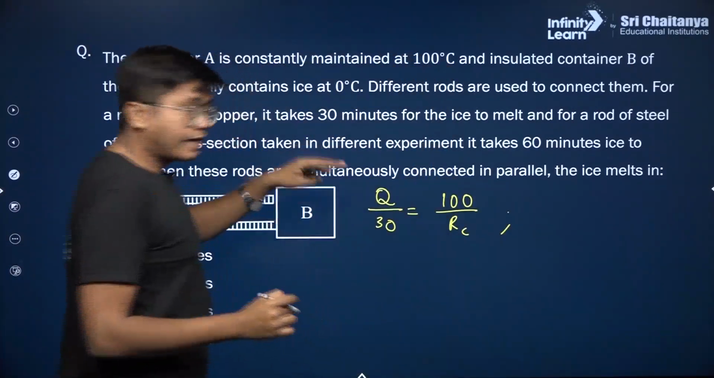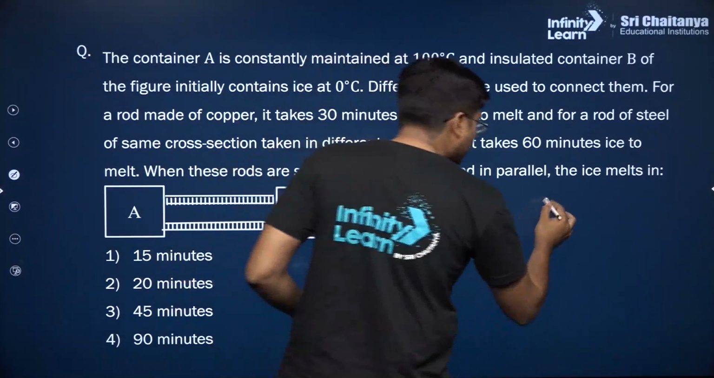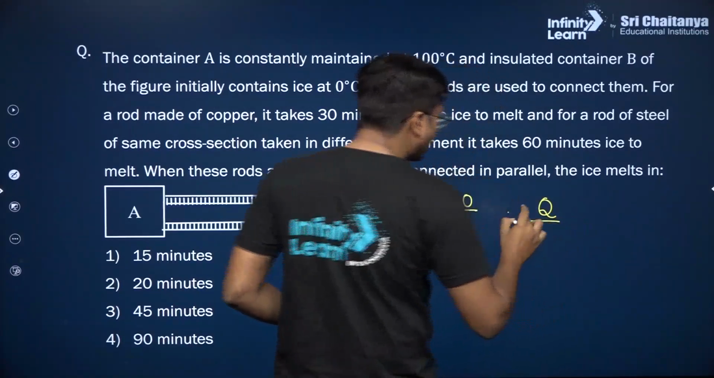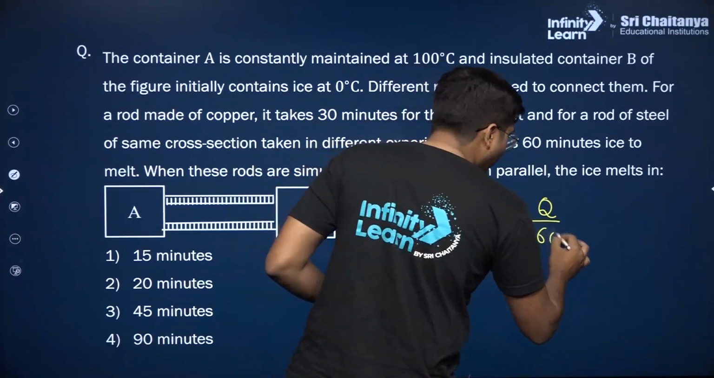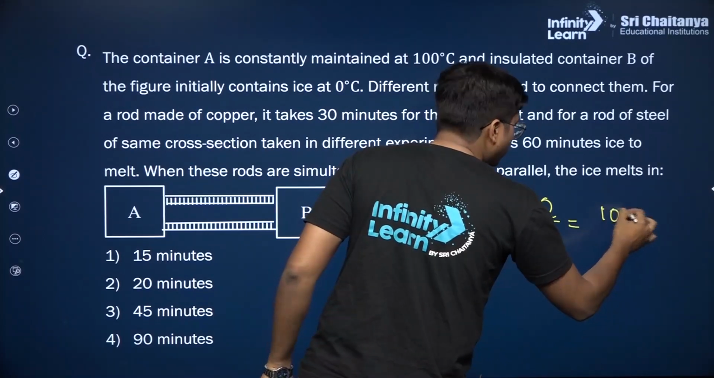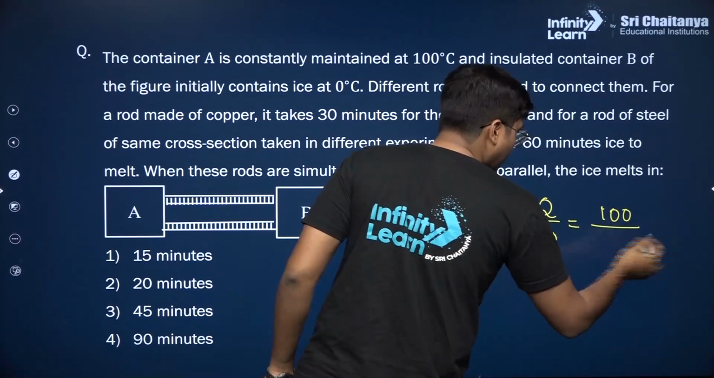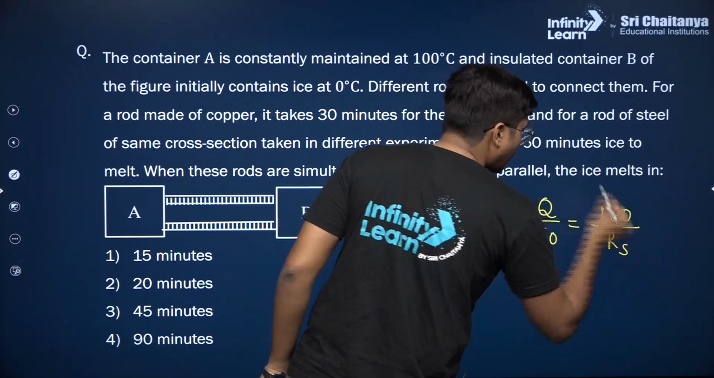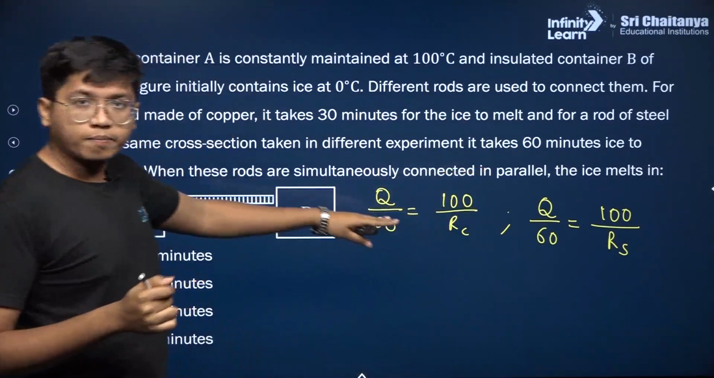Same way for steel, when you do this for steel, you would have the same energy because the same amount of ice has to be melted, but it's doing it in more time, 60 minutes. The temperature difference is still the same, and the thermal resistance would now be for steel, Rs. So this is for steel.